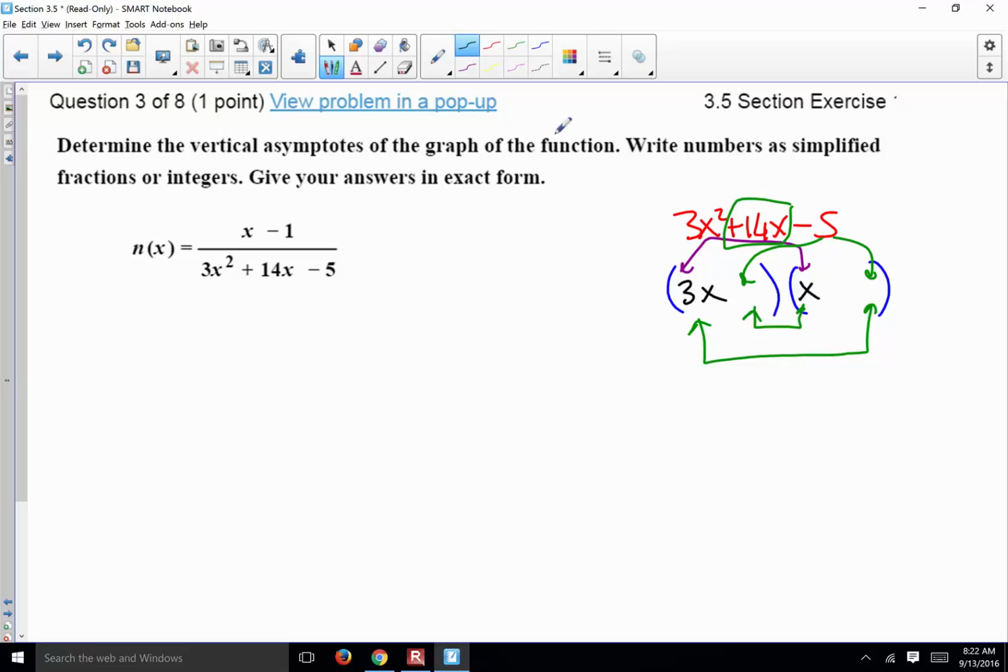3x minus 1 and x plus 5. Is she right? Let's see. Minus 1 times 5, does it make minus 5? When I multiply 3x and 5, it's 15x. When I multiply minus 1 times x, minus x, when you add them, do you get 14x? Yeah. So we're done. We have two factors of this thing.